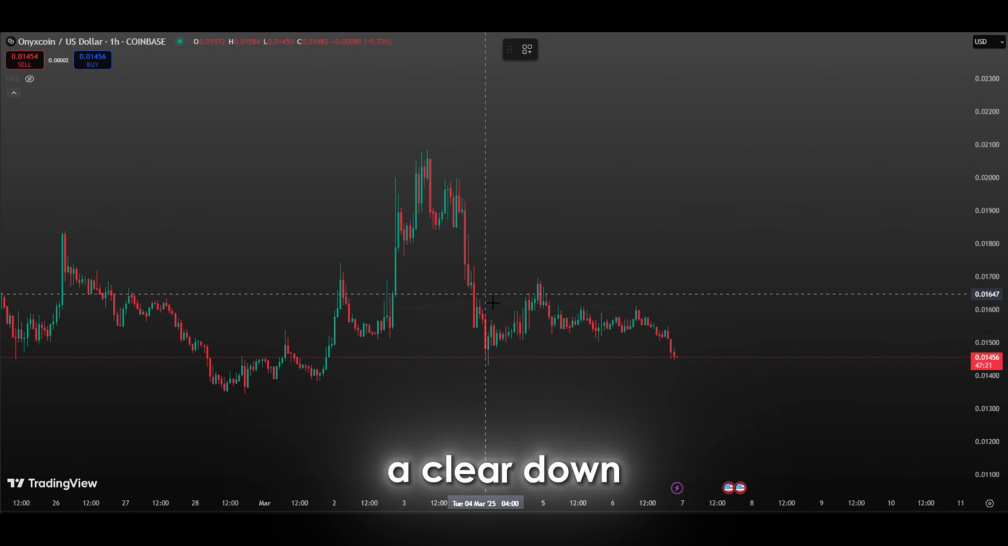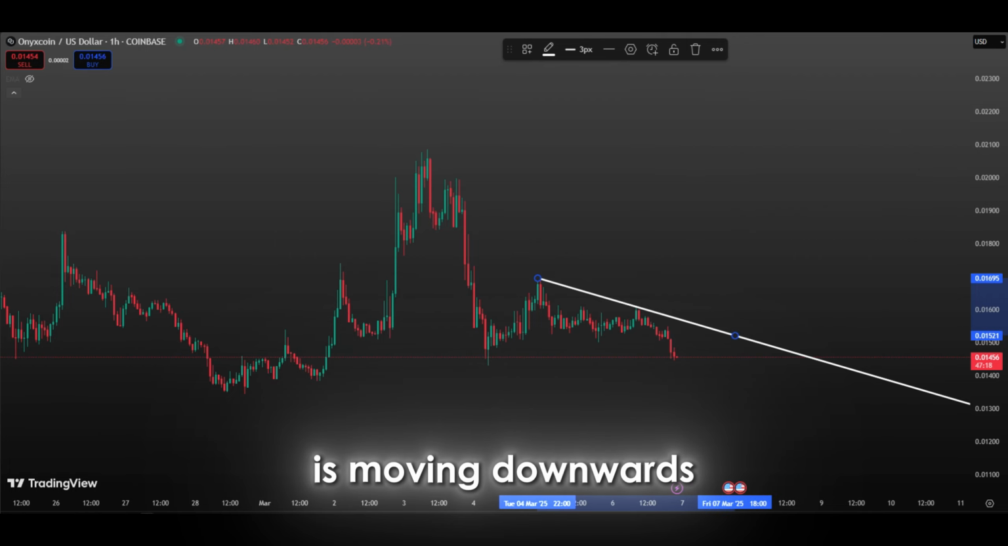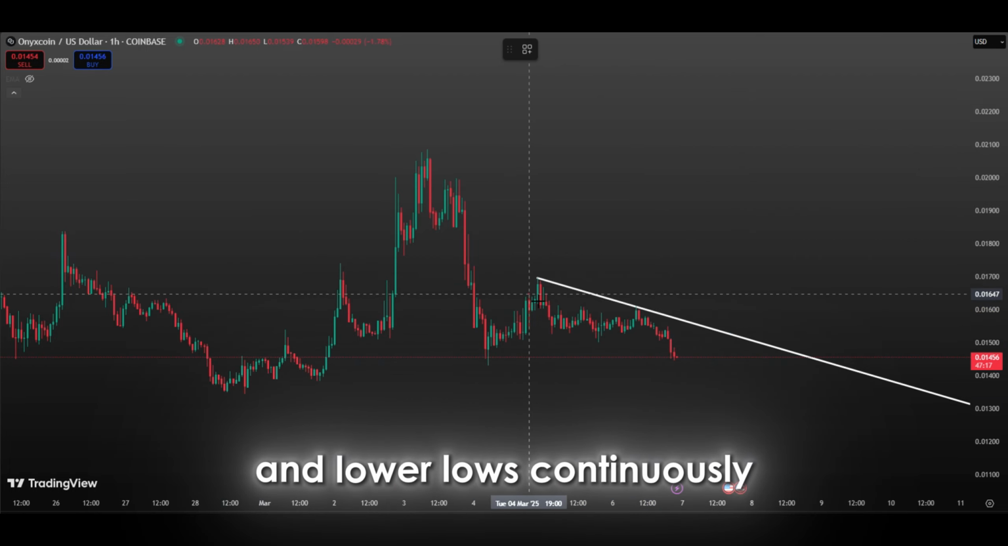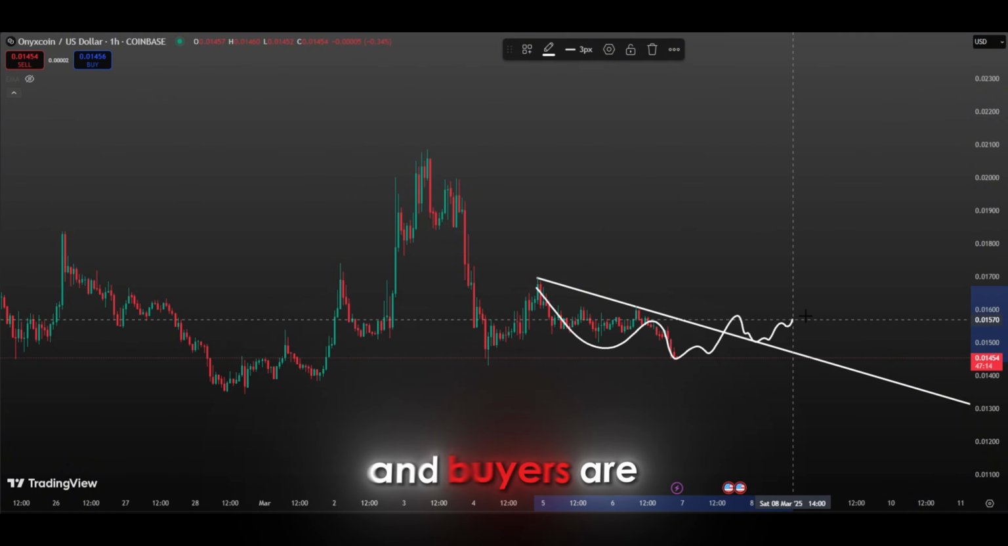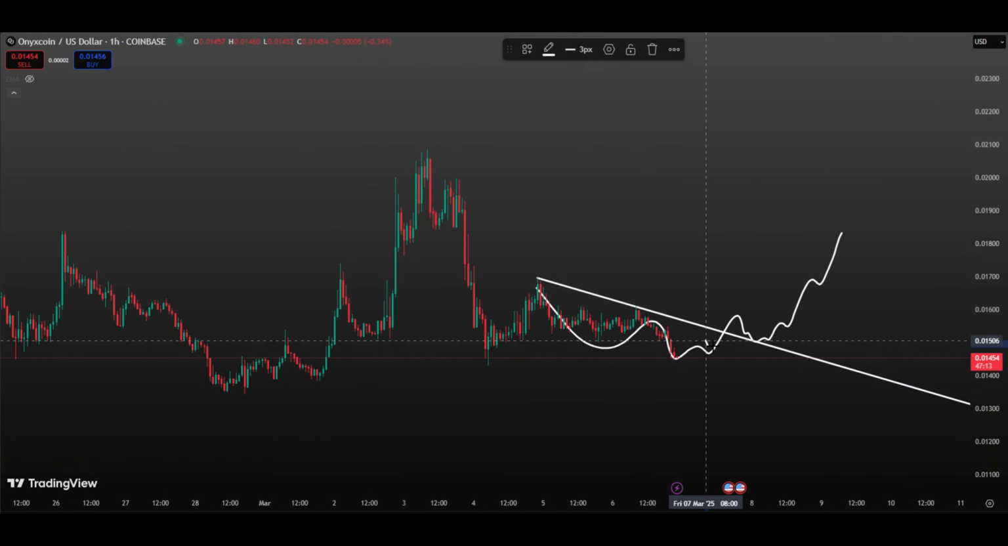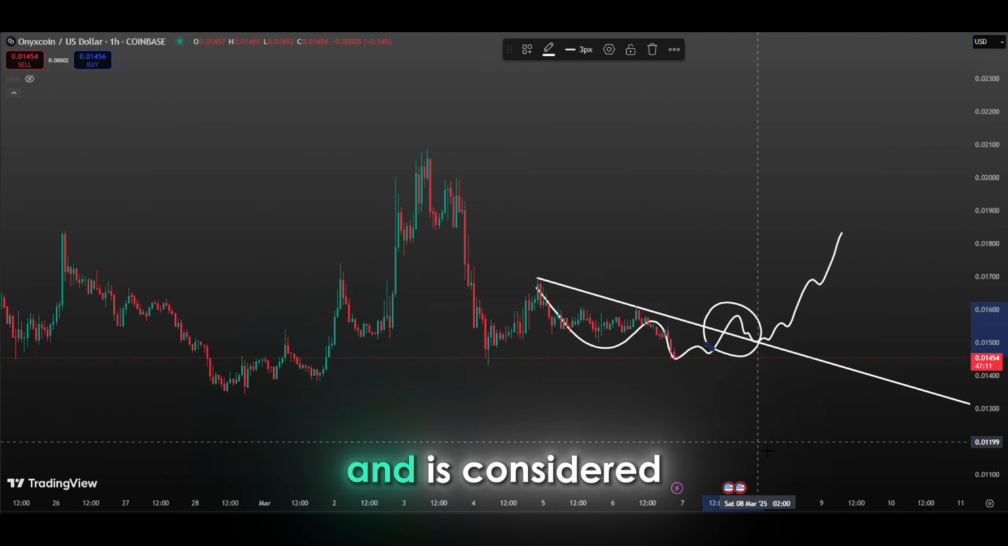There is now a clear downtrend structure on the chart. This trend shows that the price is moving downwards, making lower highs and lower lows continuously. Downtrends indicate that the selling pressure in the market is strong and buyers are struggling to push the price up. Breaking such downtrends can signal a trend reversal in the market and is considered a critical point for the price to start an upward movement.